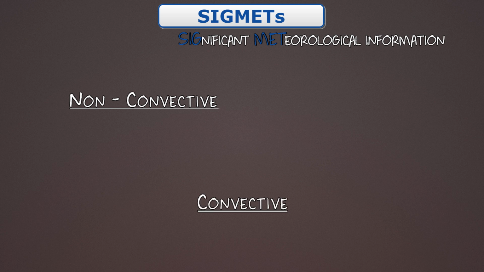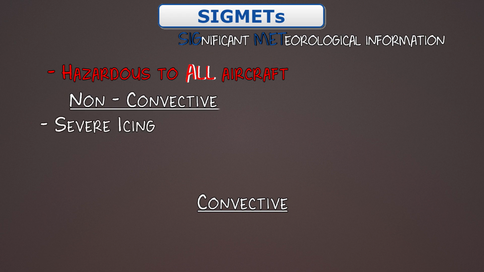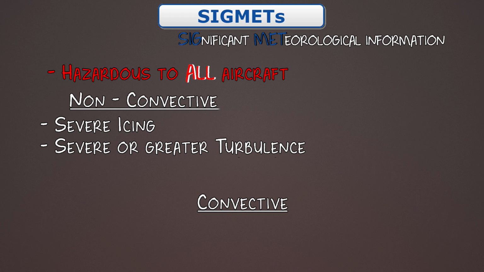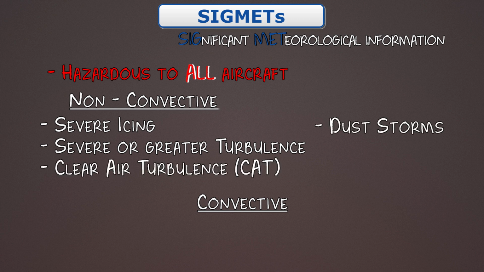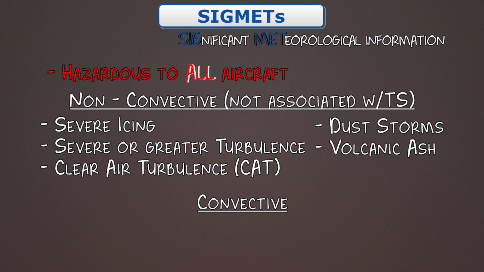A SIGMET is significant meteorological information. There are two types of SIGMETs, either non-convective or convective SIGMETs, and this is weather information that is hazardous to all aircraft. The non-convective SIGMETs include things like severe icing, severe or extreme turbulence, clear air turbulence, dust storms, and volcanic ash. And these things are not associated with convection or with thunderstorms.